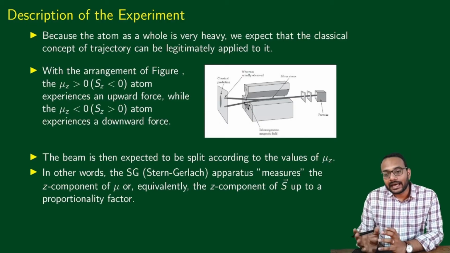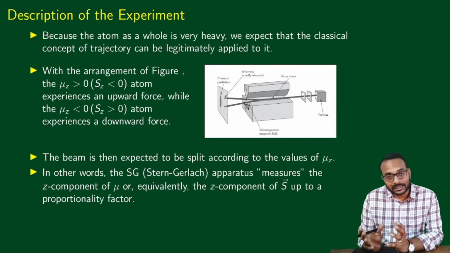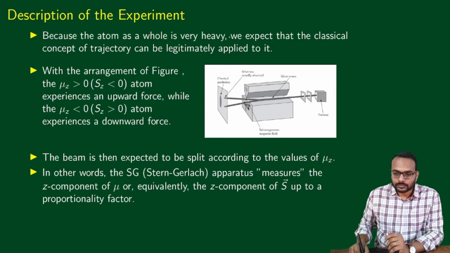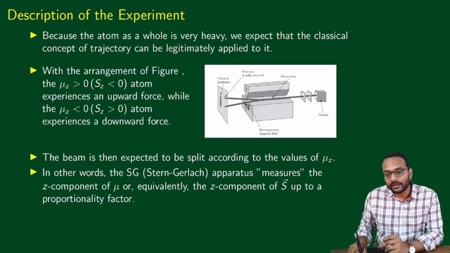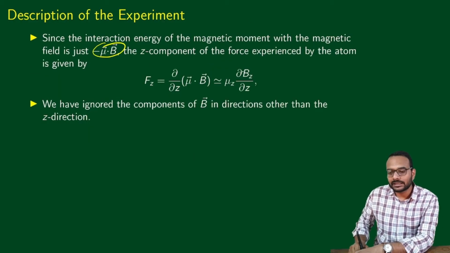Now because the atom as a whole is very heavy, we are not sending one electron, we are sending an entire silver atom to the Stern-Gerlach apparatus. So since the atom as a whole is very heavy, we can expect that the classical concept of the trajectory can be applied. Since it is heavy, it's almost towards a classical limit. So if you're talking about the trajectory of the atom, you can use classical mechanics. So in the sense that if the atom gets deflected, we know that there's a force here.